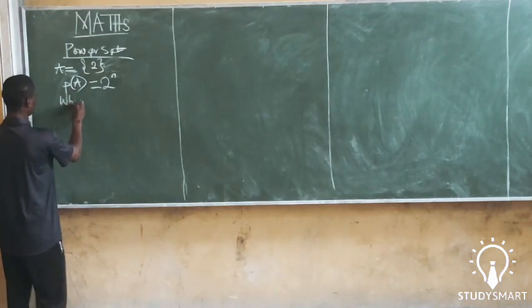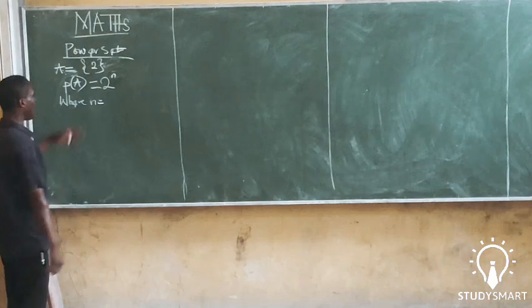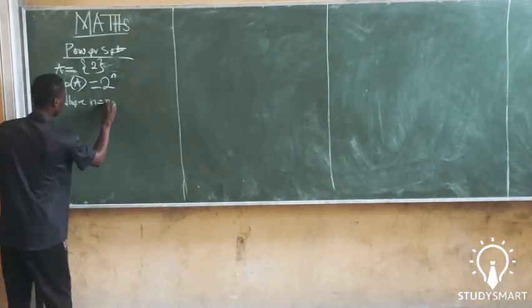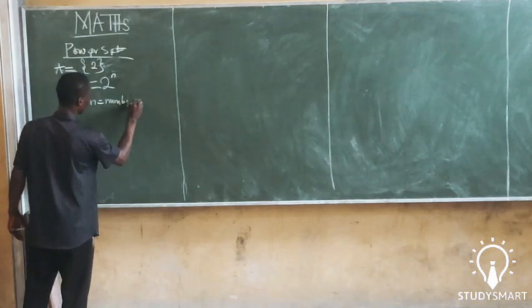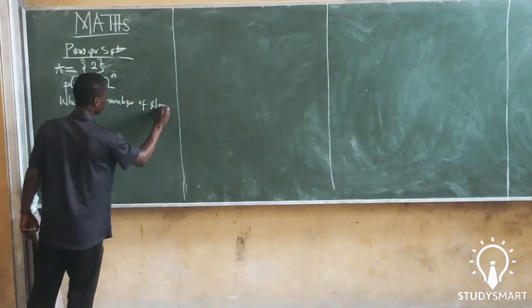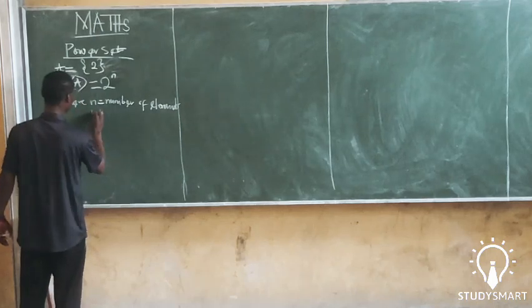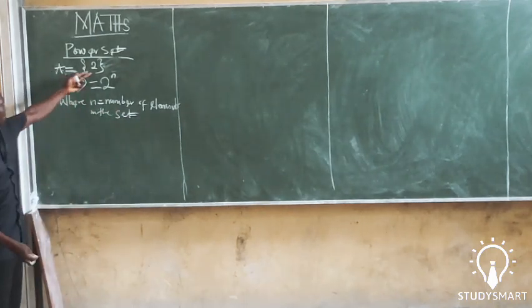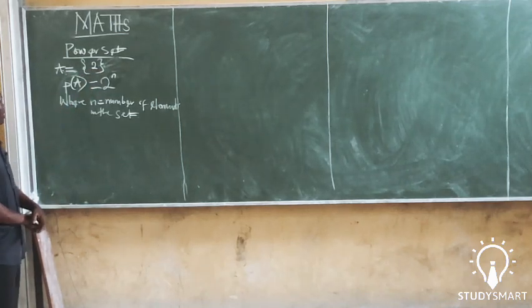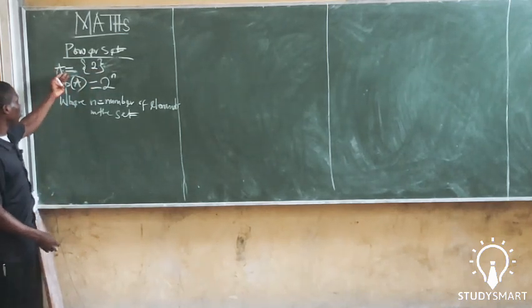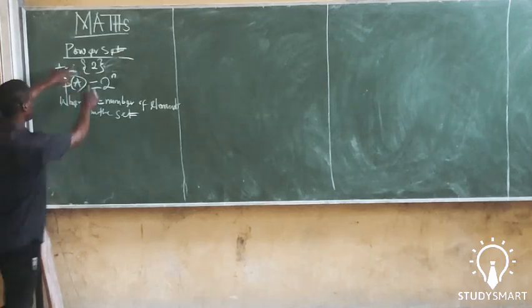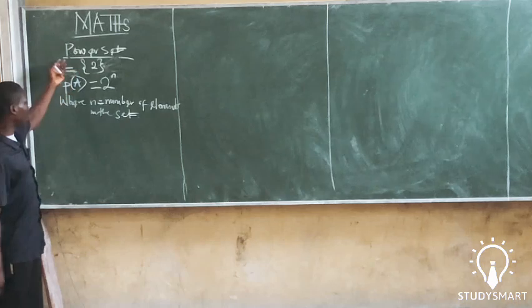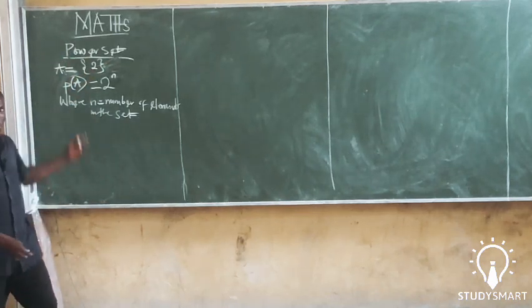Where n is the number of elements in the set. So now, let's find the power set of this set. We are given A to be a set of 2. This is a singleton set because it has only one element, and they are asking us to look for the power set of that element.